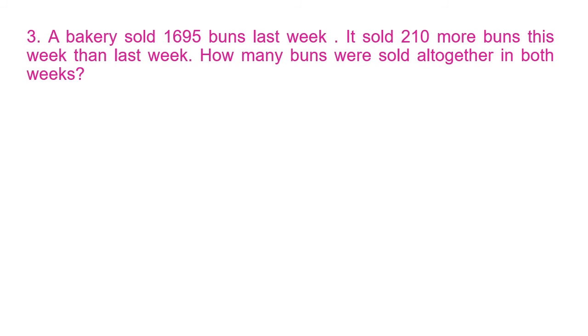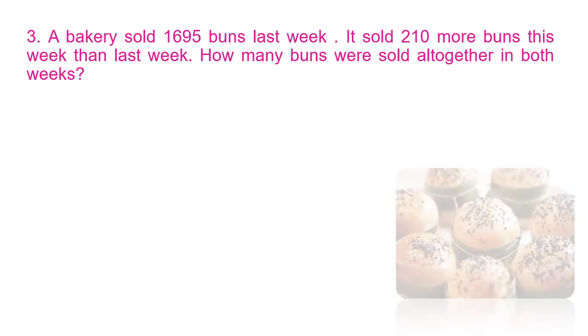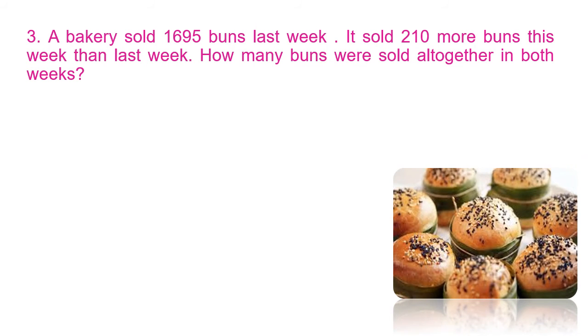So here is our question 3, which says a bakery sold 1695 buns last week. It sold 210 more buns this week than last week. How many buns were sold altogether in both weeks? So the first step is to understand the question. After understanding, we got to know that there are two parts of the question, and we will be solving each part one by one. Let's first try to go for the first part.